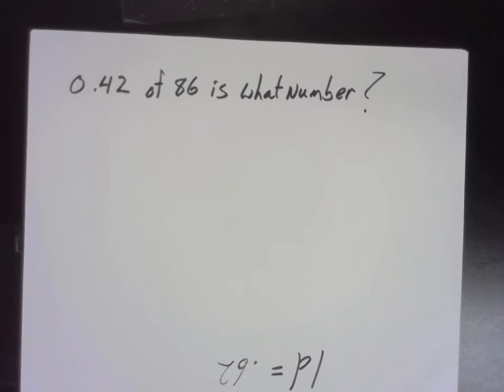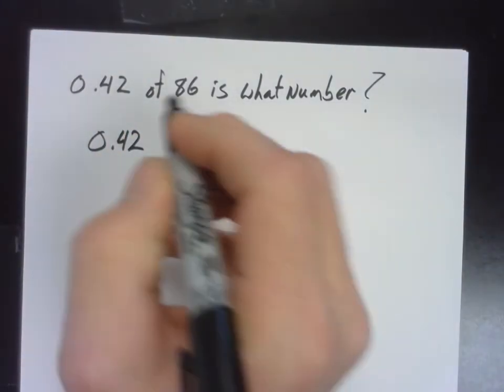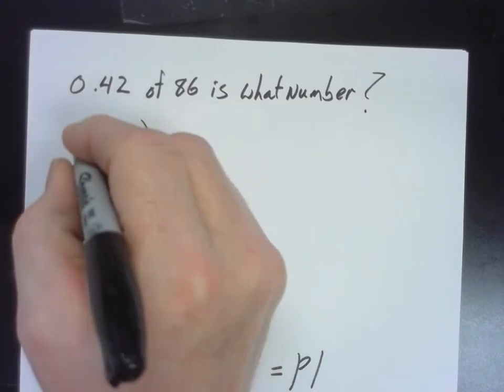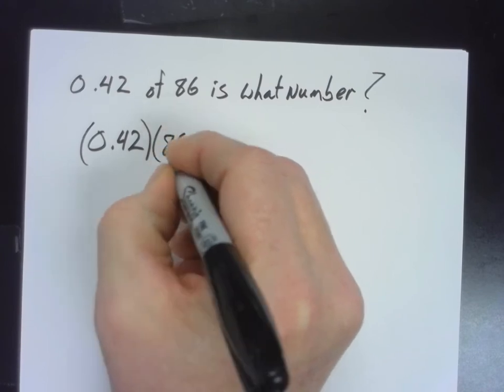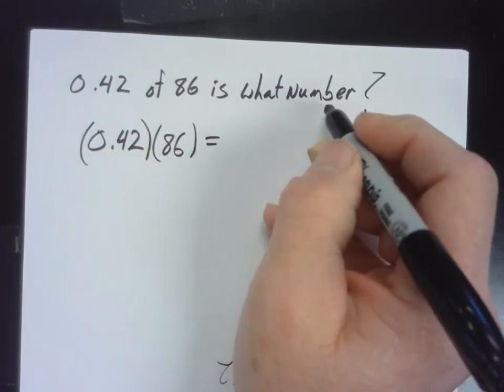This one's a little weird. 0.42 should be done by now. What does of mean? Of time. Times 86. Times 86 equals some number, n.